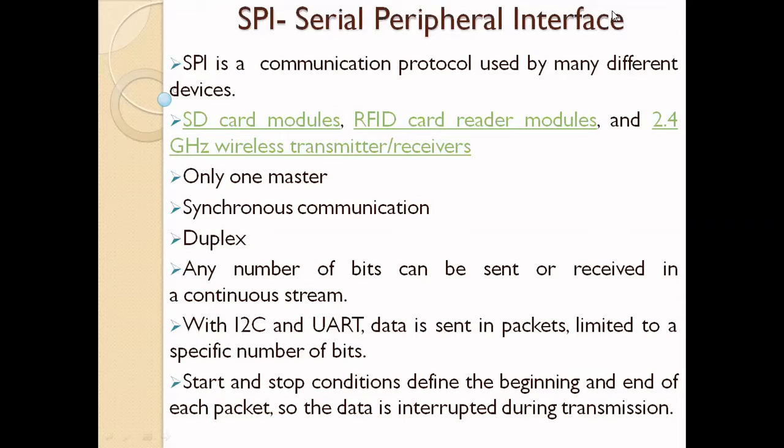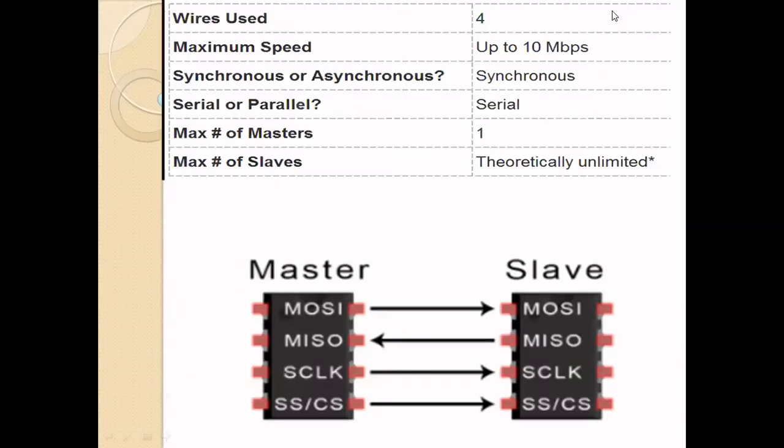In the I2C bus, we can send only 8 bits at a time. After that, we have to get the acknowledgement. After that, you have to send the second 8 bits. But here it is not like that. Continuously we can send. There is no interruption. In I2C and UART, the data is sent in packets, limited to a specific number of bits. So in one packet, only 8 bits we can send. But here you can send any amount of data continuously. There is no interruption, and no need of a start bit and stop bit. So the speed of data transfer is very high.